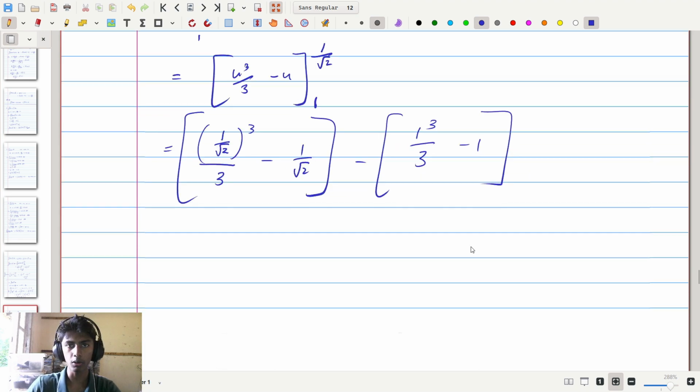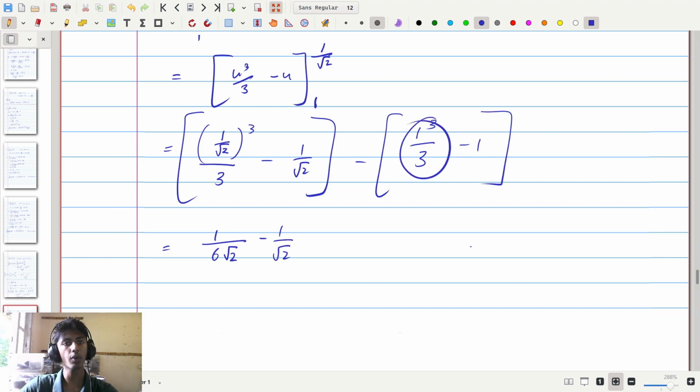Now then, cleaning all of this up, 1 divided by the square root of 2 cubed is going to be 1 divided by the square root of 2 times 1 divided by the square root of 2 squared, which is 2. So therefore, we can write this as being equal to 1 divided by 2 times the square root of 2, and then there's another 3 here which we can take together to be 1 divided by 6 times the square root of 2. And then we have 1 divided by square root of 2 here minus this thing. Here we have 1 divided by 3 and another negative 1. 1 divided by 3 minus 1 is negative 2 divided by 3. And then this minus combines with that to give us positive 2 divided by 3.